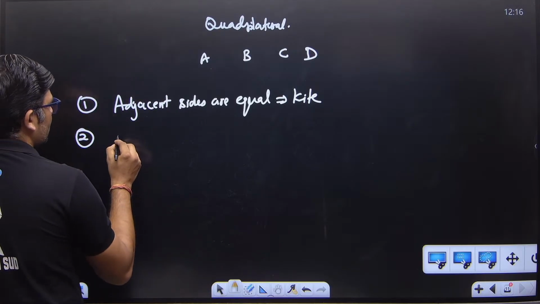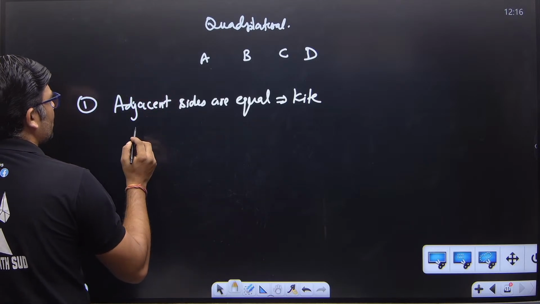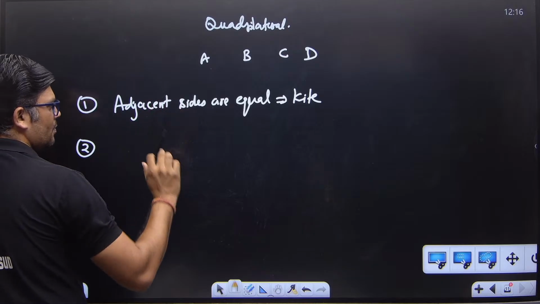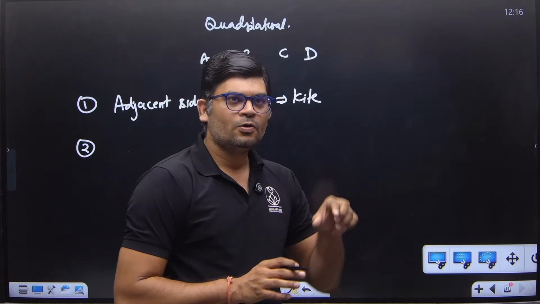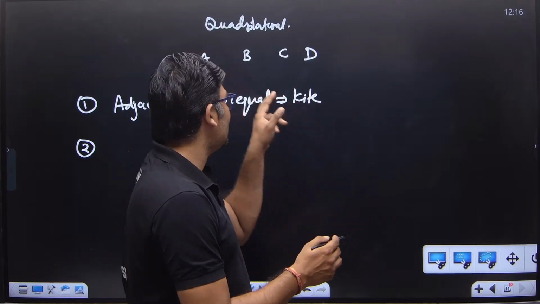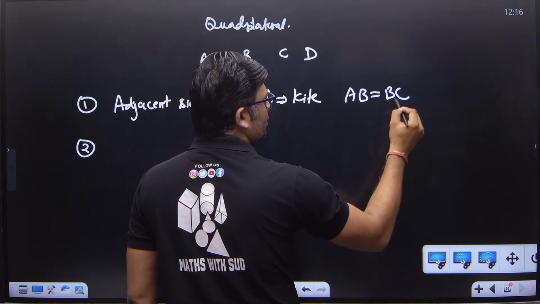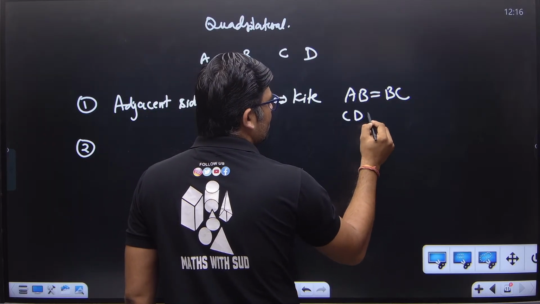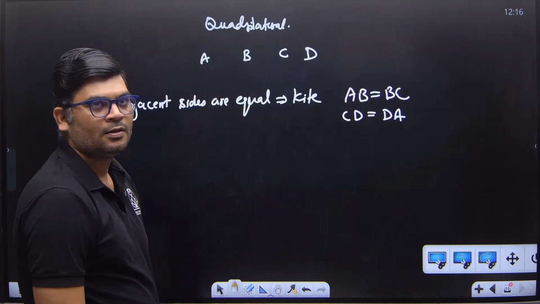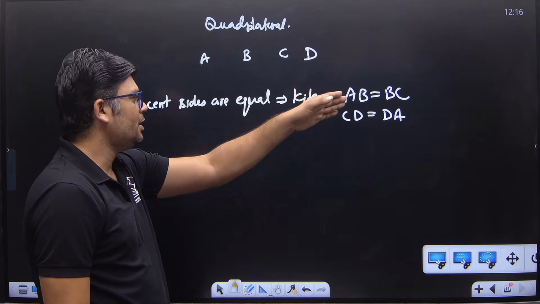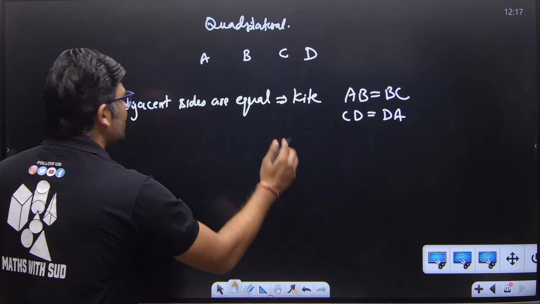Then adjacent sides are equal, but diagonals will not be equal. It means that AB is equal to BC and CD is equal to DA, but these two pairs of sides are not equal to each other, because otherwise it will be a rhombus, when all the sides will be equal. So it is a kite.